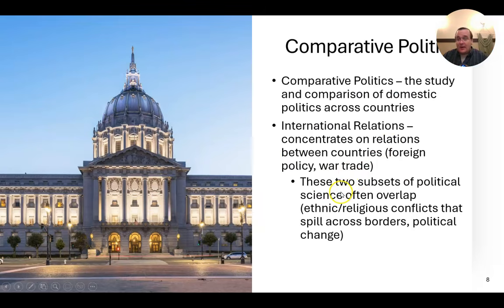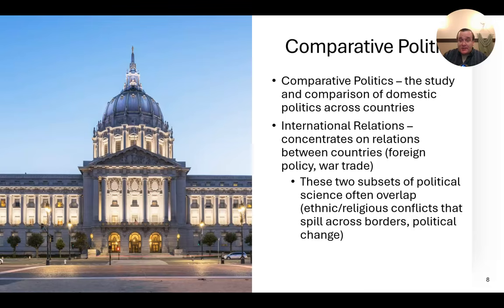So comparative politics, it's the study of differences. We're looking at the United States and the United Kingdom. We're looking at what's the same. We're looking at what's different. We're looking at why. The study and comparison of domestic politics across countries.